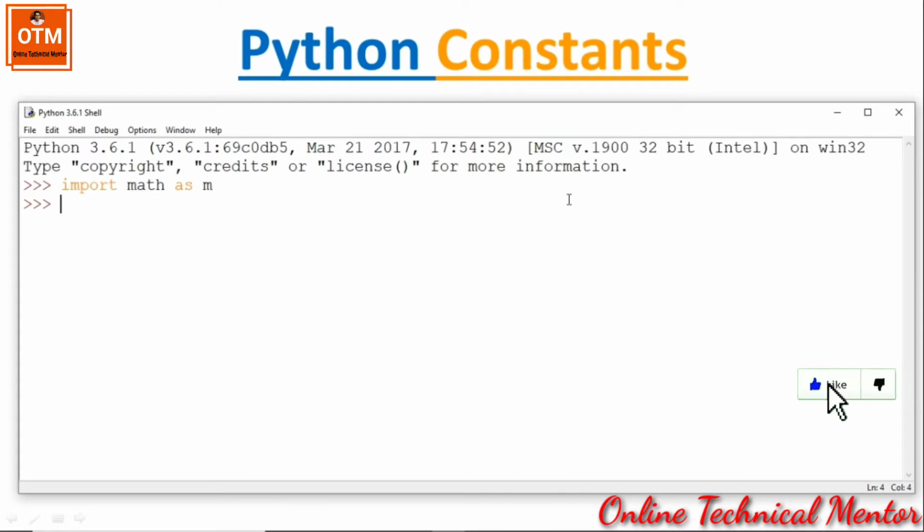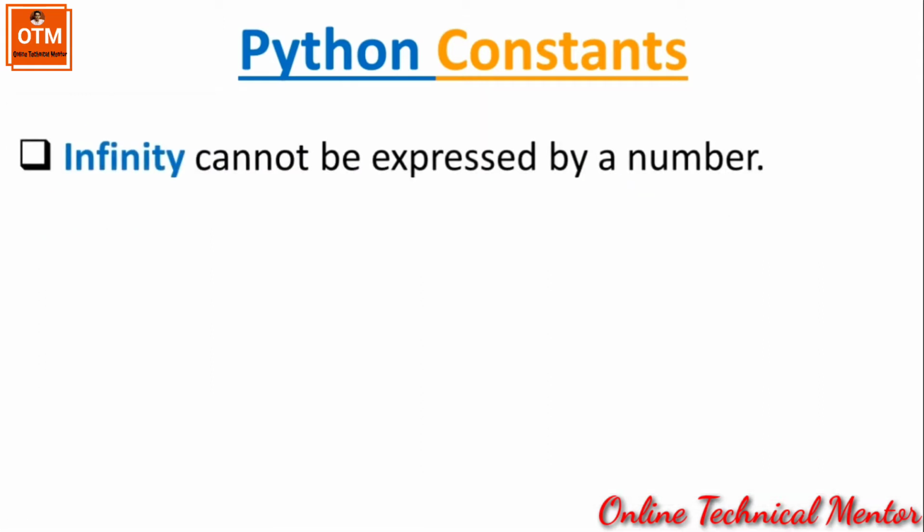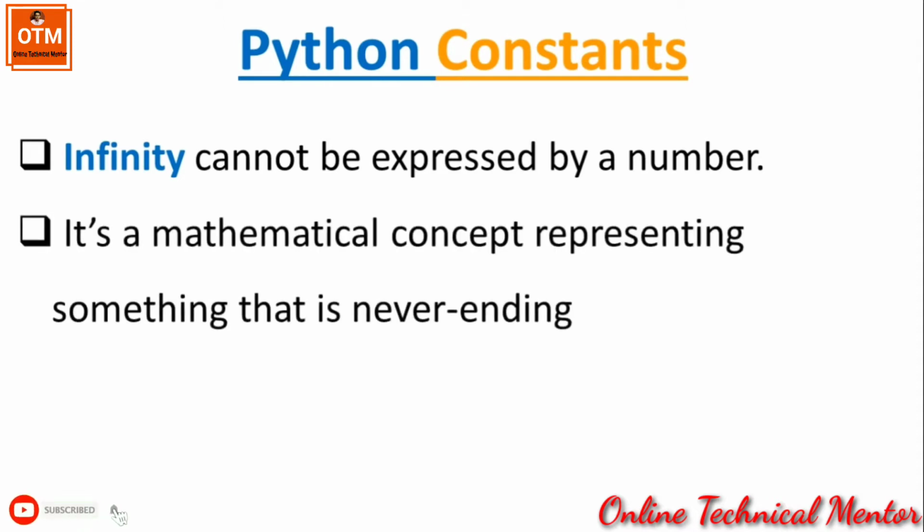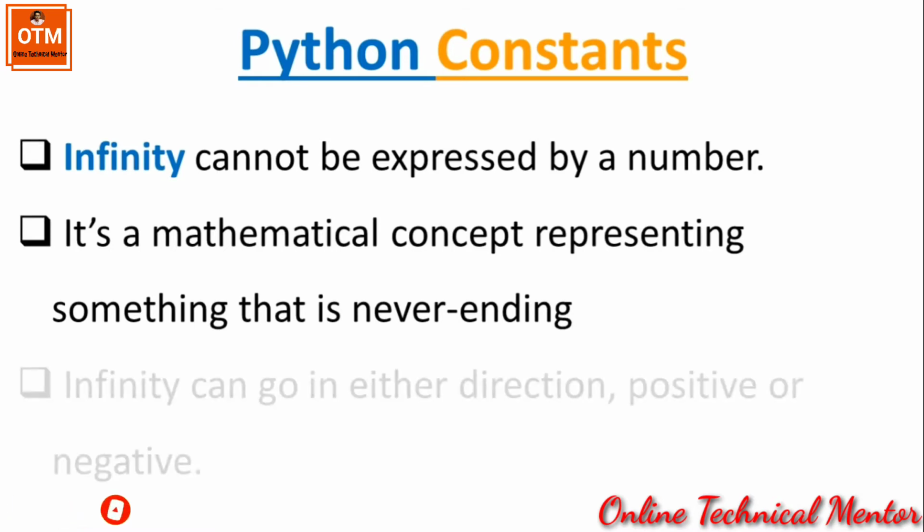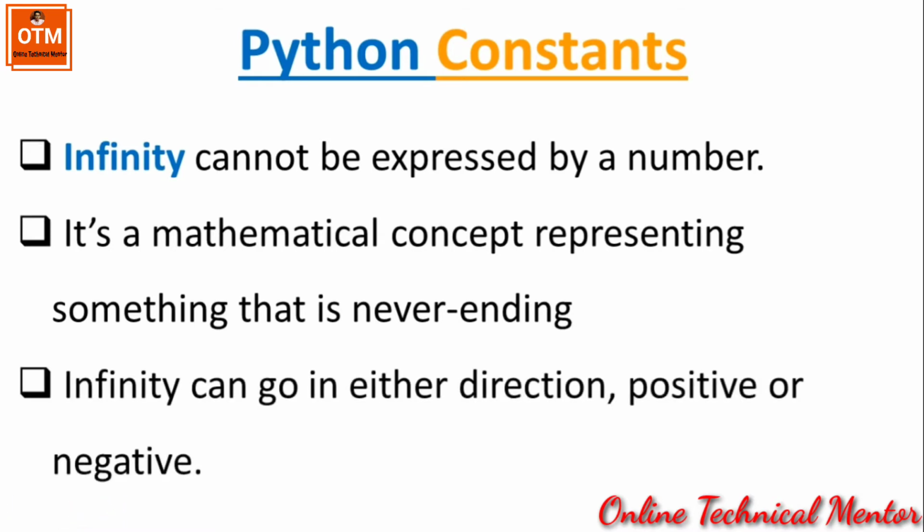Now let me access Euler number from the math module. Just write m dot e. So this is the Euler constant, 2.718. Next constant is infinity. Infinity cannot be expressed by a number. It is a mathematical concept representing something that is never ending. Infinity can go in either direction, positive or negative.